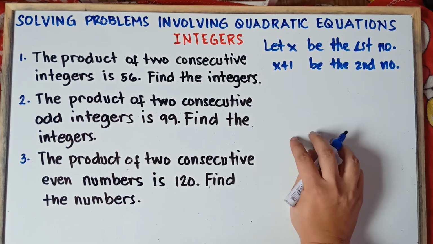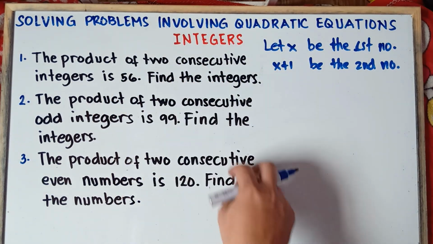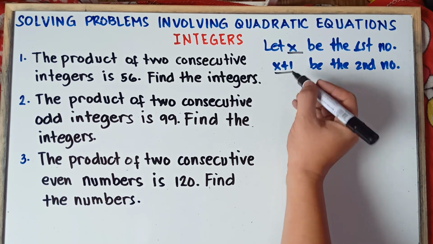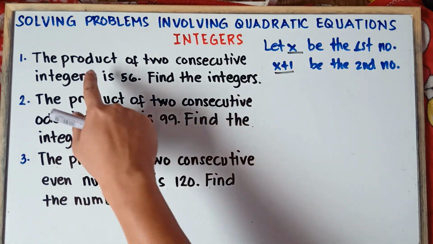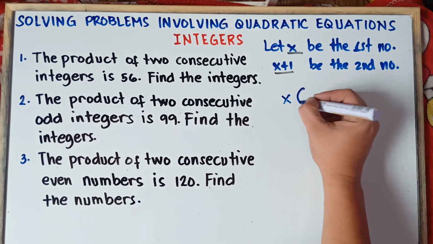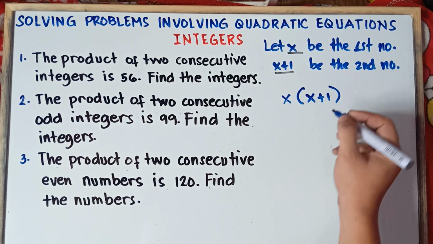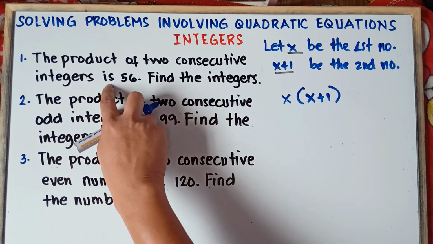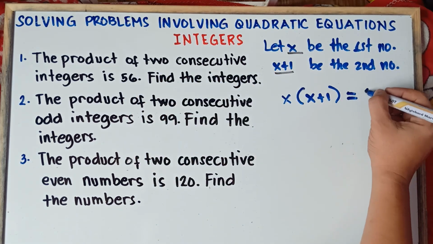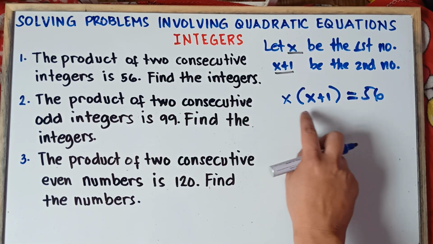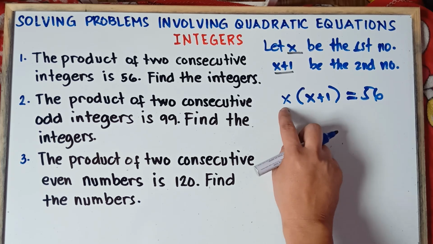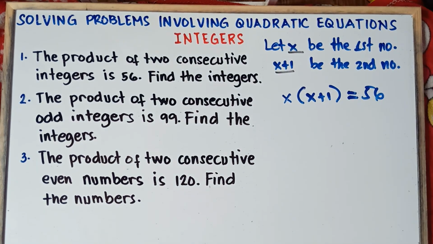Alright, so this will be, once again, the product of two consecutive integers. So this will be our equation. This will be our first number, x, and our second number is x plus 1. So their product, x multiplied by x plus 1, the answer is 56. Once again, class, "the answer is" means equals in a mathematical equation. So the product of two consecutive integers, x and then x plus 1, is equal to 56.